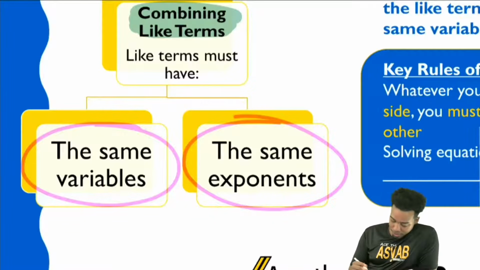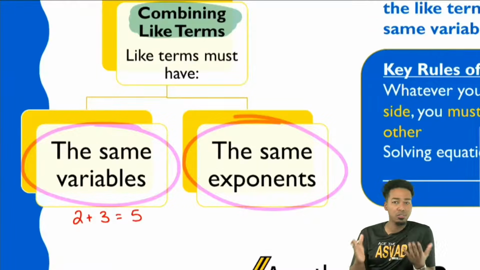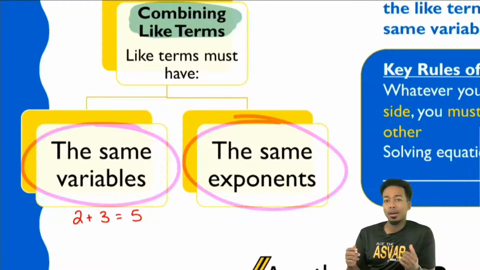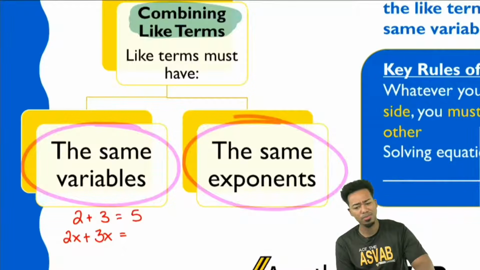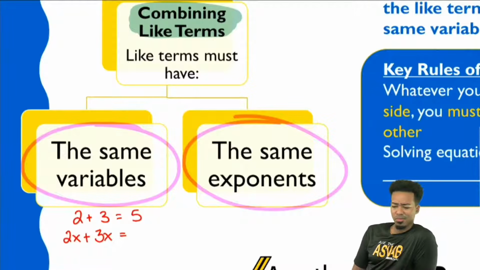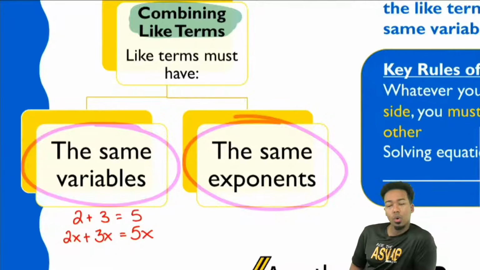If you have 2 plus 3, that's going to be 5. 2 plus 3 is 5. I think nobody here is going to argue that. But if we have 2x plus 3x, everybody, what's 2x plus 3x going to be? Okay, that's going to be 5x, and that's correct. Great.